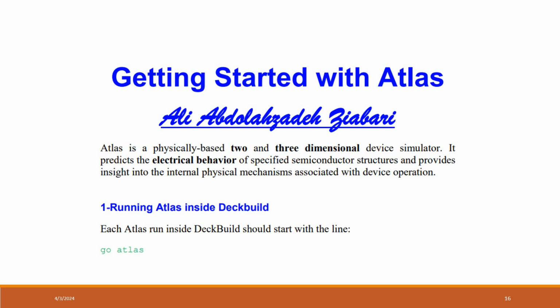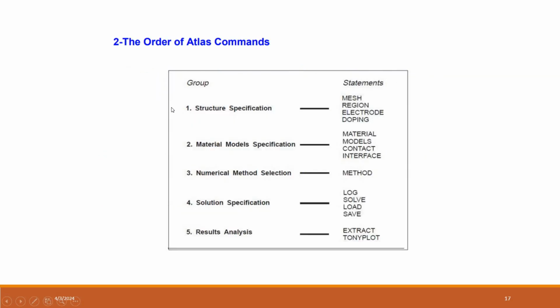First, before writing the code of Atlas TCAD, we have to write go atlas. That is the first point. Now, there are five steps basically involved in any code of Atlas TCAD. First step, we have to define the structure specification. Second step, we have to define the materials and models specification, meaning what models you will include for your physics. Model means nothing but physics. What physics will be involved in your device? That physics is defined by models.